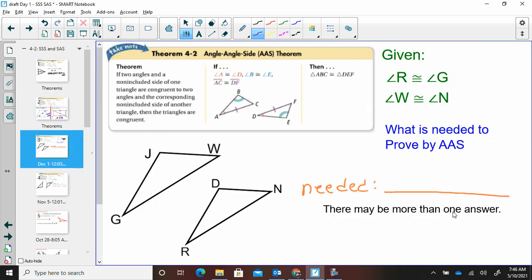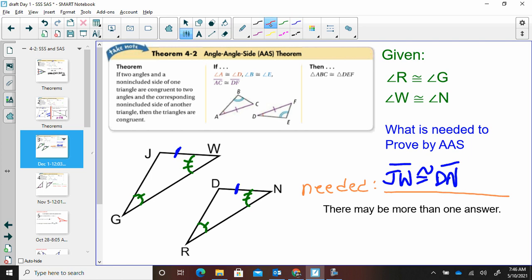Okay. Now we're going to angle side. Is that the included side or the non-included side? Correct, the non-included side. So let's mark up what they give us. We got R and G, and we have W and N. Well, to be angle side, angle side, angle side, I can say JW is congruent to DN. That's what I would need.